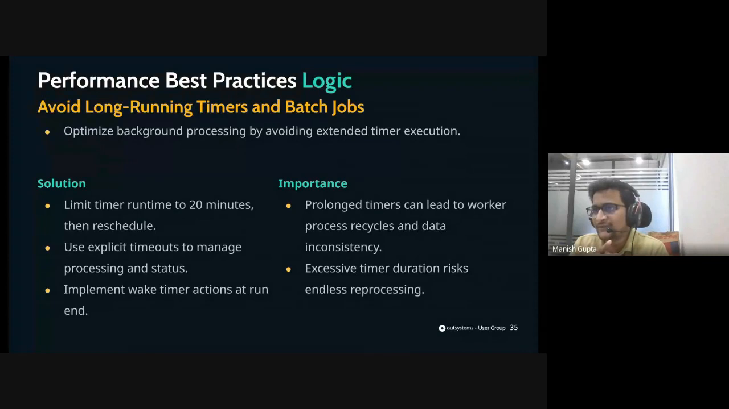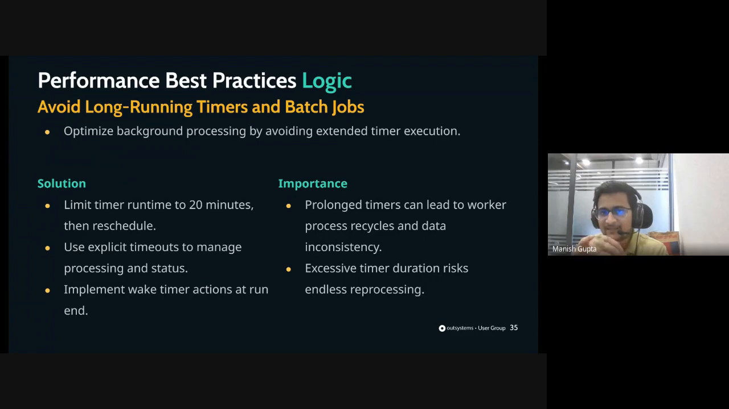Again, we should always avoid long running timers and batch jobs. So basically, it's important to note that managing timers and batch jobs requires a strategic approach. The timers that run for extended periods can lead to unforeseen issues. To mitigate this, it's advisable to limit the timer to run a maximum of 20 minutes, and then we should have a backup timer, or it should be rescheduled.